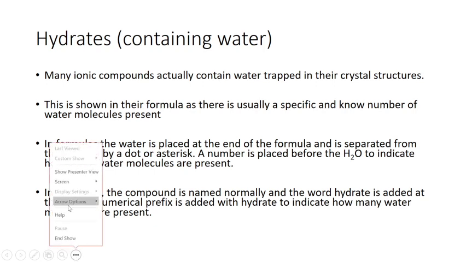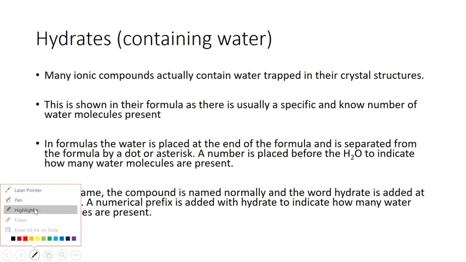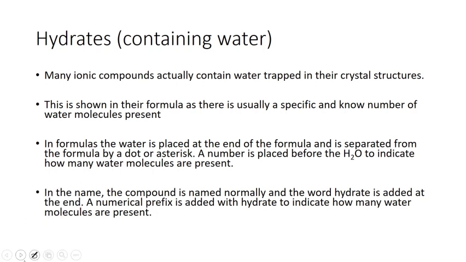Okay, so for those of you watching this in the advanced chemistry class, we have one more thing to talk about with ionic compounds, and that is hydrates. Hydrates are ionic compounds that contain water in their crystal structure. This is shown in their formula. There's usually a specific and known number of molecules of water present in the formula.